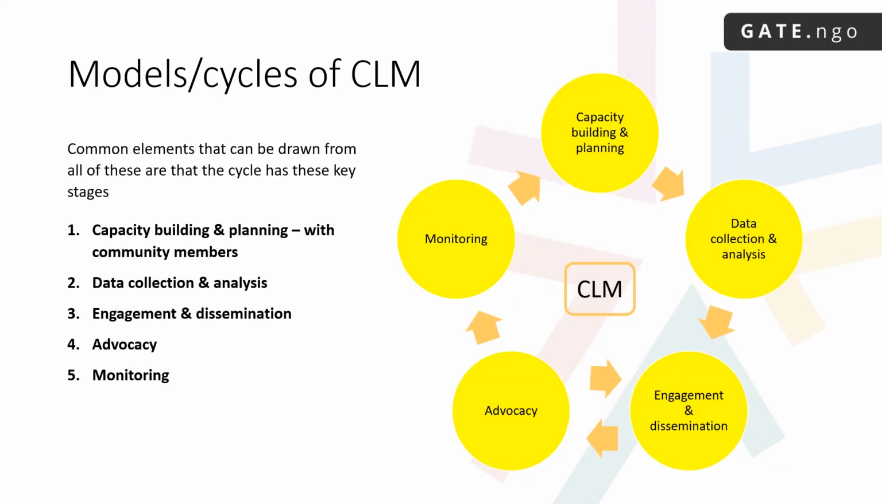There are common elements that can be drawn from all of these models and broadly brought into 5 stages: capacity building and planning, leading into data collection and analysis, then the dissemination of those findings and engagement with the power holders and duty bearers. If this is not successful, it leads to advocacy and back again into engagement and back into advocacy, and then into further monitoring to measure the success or the impact of that advocacy if the change has been reached. If further information or data is needed, it can go back into the capacity building and planning stage for another cycle.